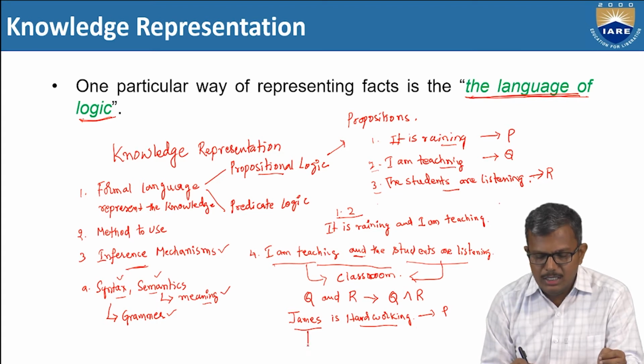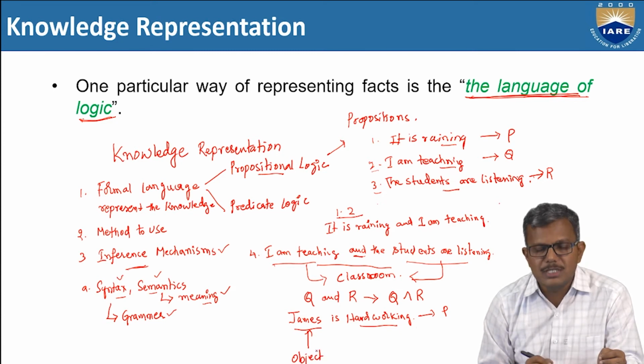So in this case, we say that James is an object, and hardworking becomes the relation, or it can be considered as a function. Function here is nothing but some subset of the relation.